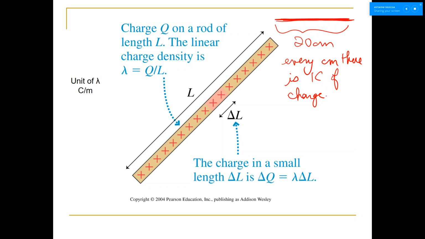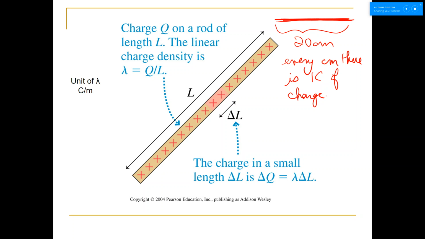20 coulomb. Yeah, exactly. What information did I give you that allowed you to determine that the charge of the wire was 20 coulomb? 1 coulomb per centimeter, and the total length. And how did you find the answer with those two? We multiply by the total length.